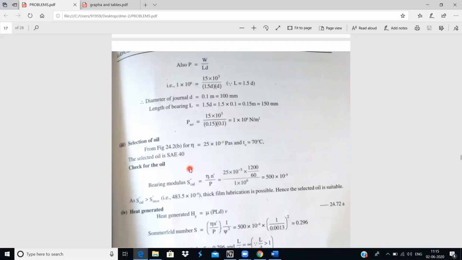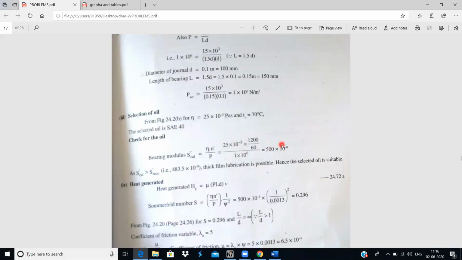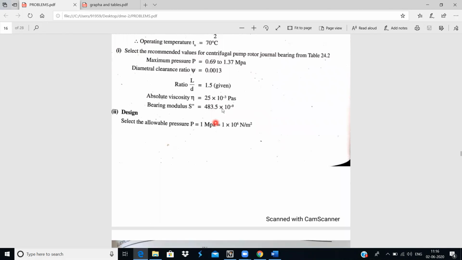Therefore, the oil selected is SAE 40. Now we have to check whether the selected oil is right or not. For that, we are going to calculate the bearing modulus. S double dash calculated is equal to eta N dash by P. Substitute eta, N dash is nothing but N divided by 60, substitute P. We will get 500 into 10 to the power of minus 9.